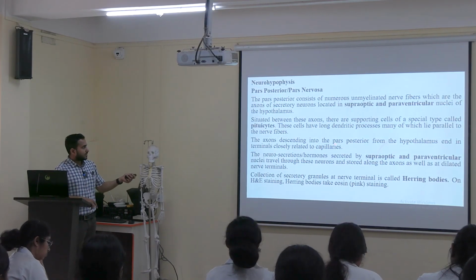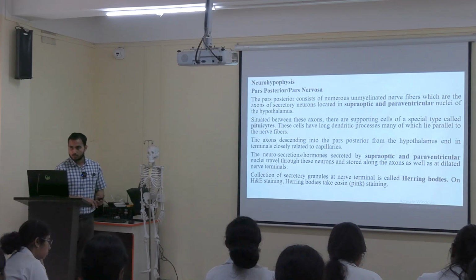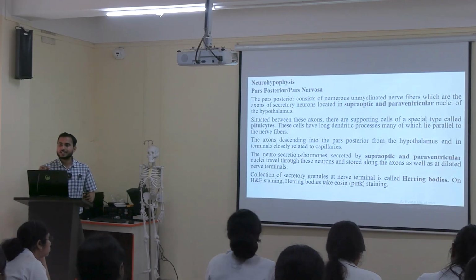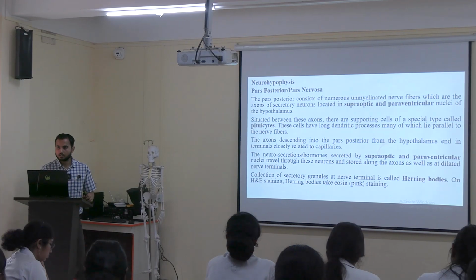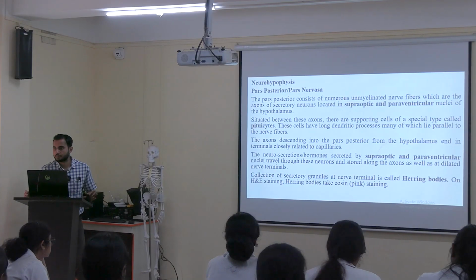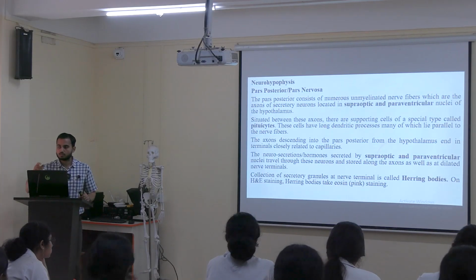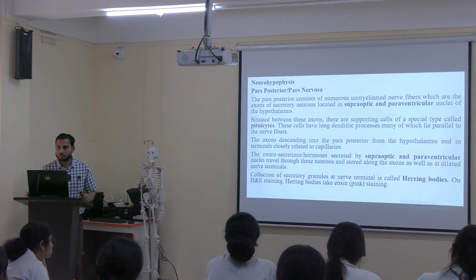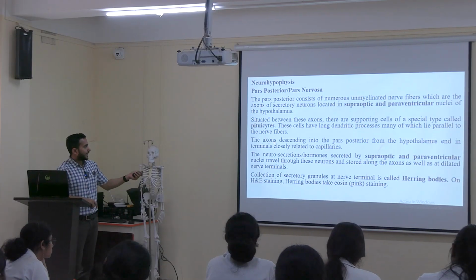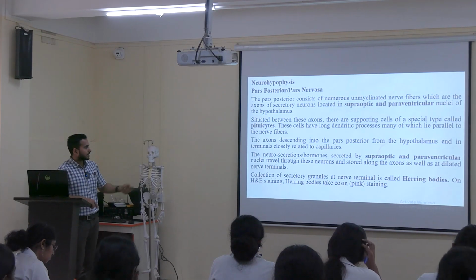Now axons descending into the pars posterior from the hypothalamus end as terminals closely related to the capillaries. Whenever a nerve is ending, the terminal part will be present close to the blood capillaries. And I have already told you the tuberalis is highly vascular in nature. So as you can see, the axons descending from the hypothalamus have terminals that are closely related to the capillaries.